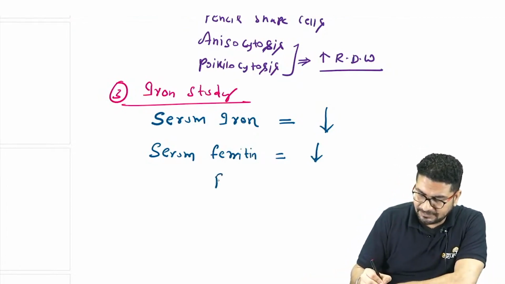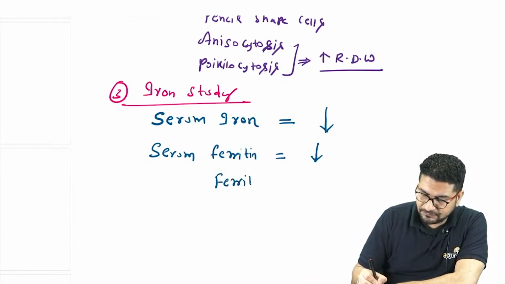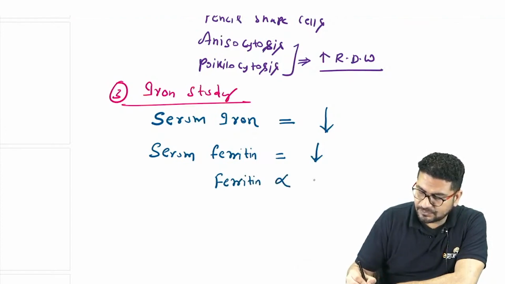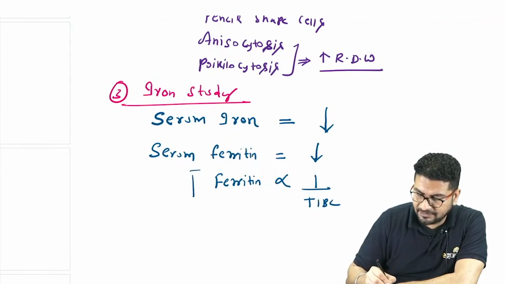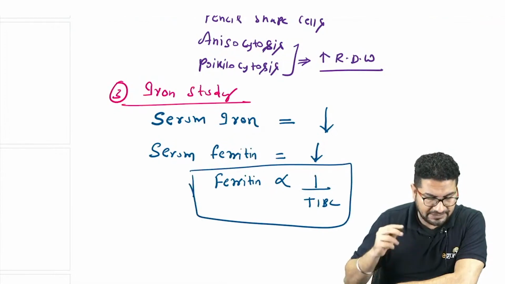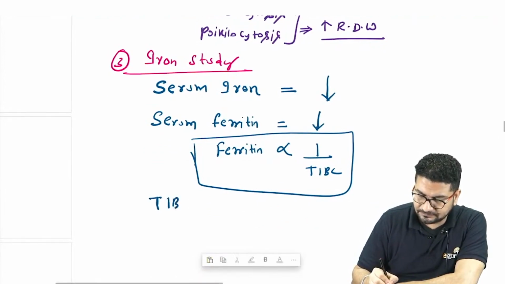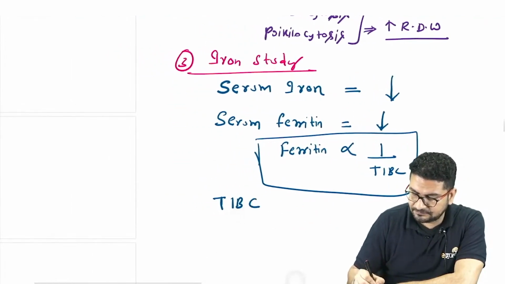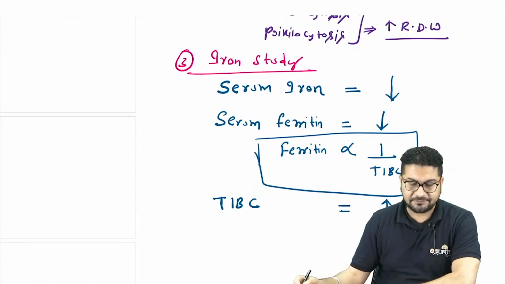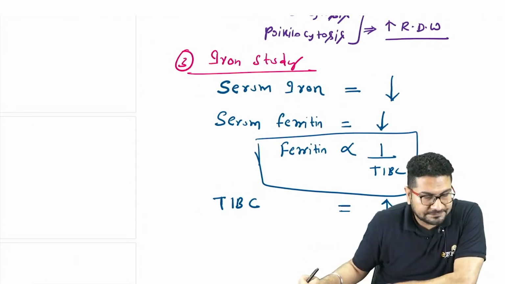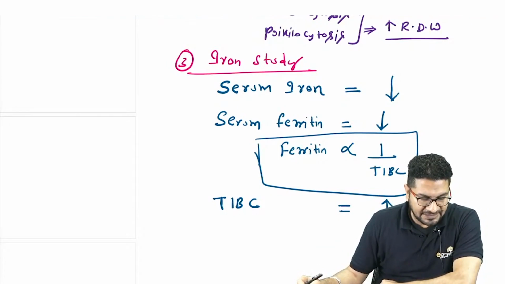And always remember, in our discussion, ferritin is inversely proportional to TIBC. If ferritin increases, TIBC will decrease; if ferritin decreases, TIBC will increase. So if I say TIBC will increase. Clear? TIBC will increase.